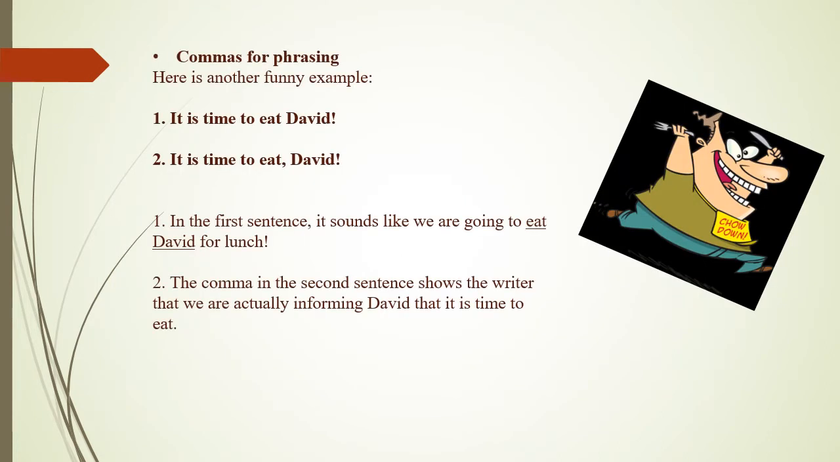Commas for phrasing. Here's another funny example. It is time to eat David. It's time to eat, David. In the first sentence, it sounds like we're going to eat David for lunch. The comma in the second sentence shows that we are actually informing David that it is time to eat. You can see the difference very clearly.